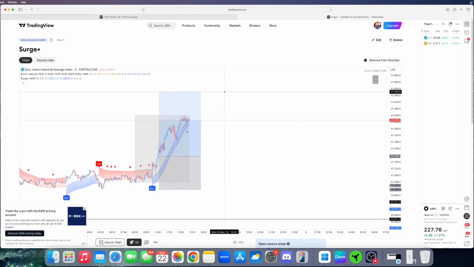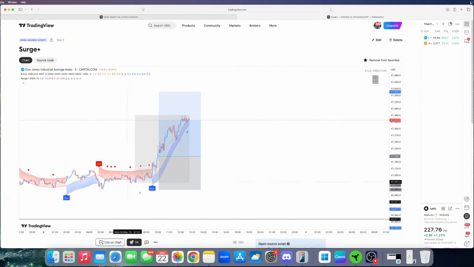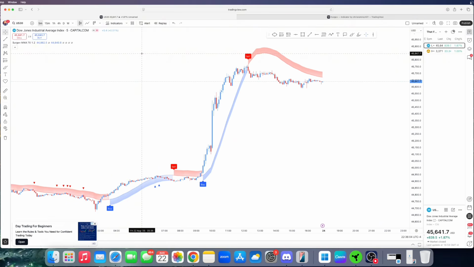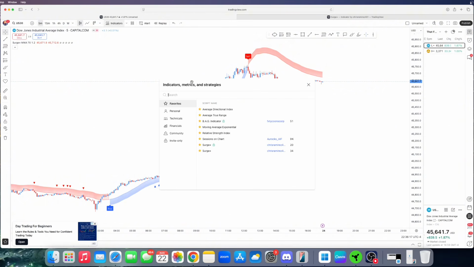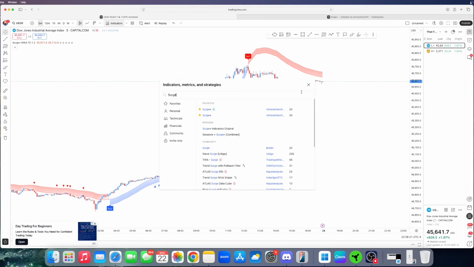So first things first, when you guys purchase it, you're going to receive an email, right? And in the email, I'm sure it brought you to this page. What you're going to be able to do is just add it to your favorites. And then once you're on your chart, whether it's US 30, gold, Bitcoin, just head on over to your indicators, hit favorites, and then you should be able to see Surge Plus down here, right? And if you don't, you can go to indicators and simply type in Surge Plus, and you should be able to find it, all right?